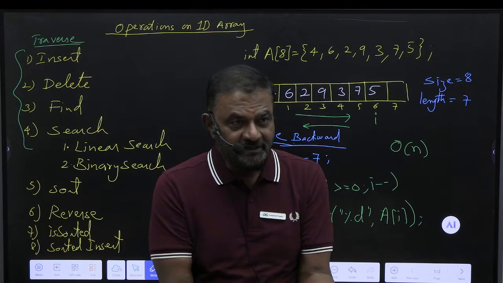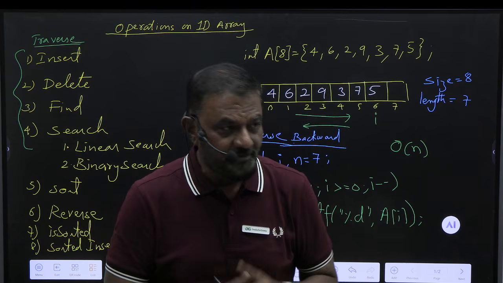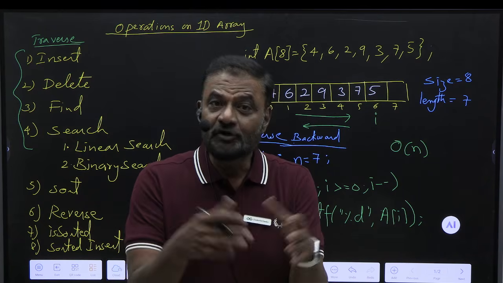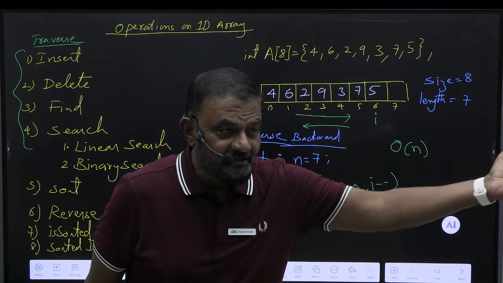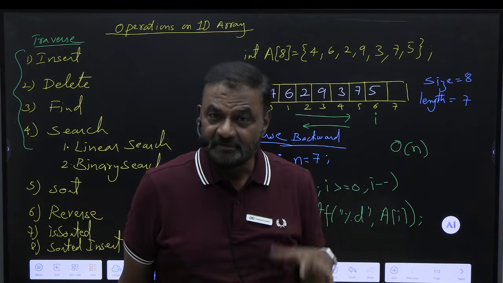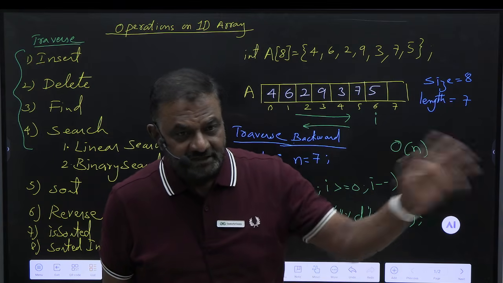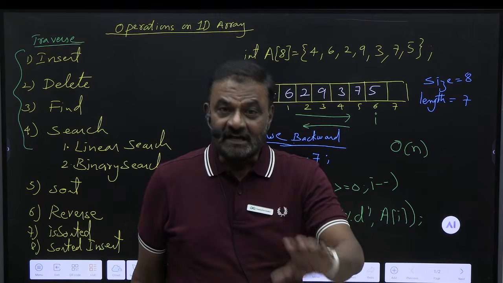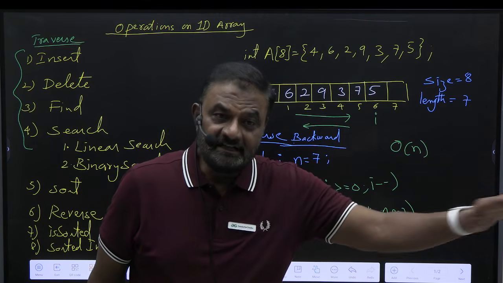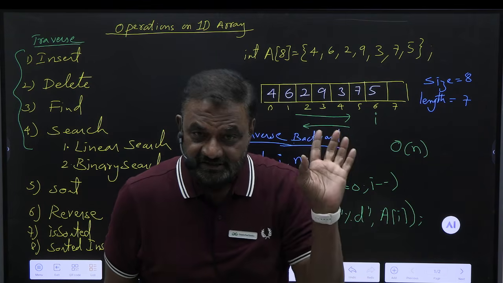So you can find out an element. Once the element is found, you can stop. By visiting, what do you want to do? I want to see how many times a particular element is appearing. Occurrences of a particular element, how many times it's appearing. So you can count it. Wherever it is found, you can go on counting it. So traversing means visiting all the elements in a data structure, in any data structure.